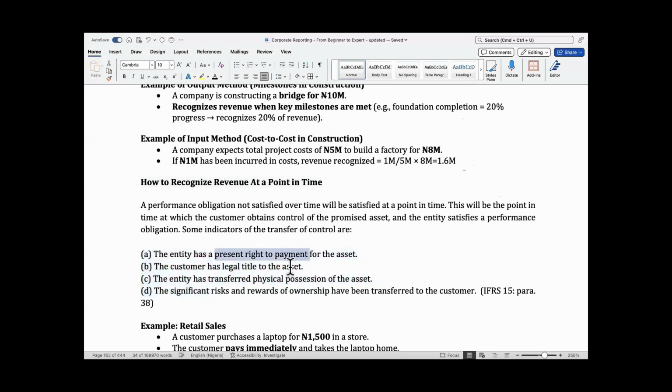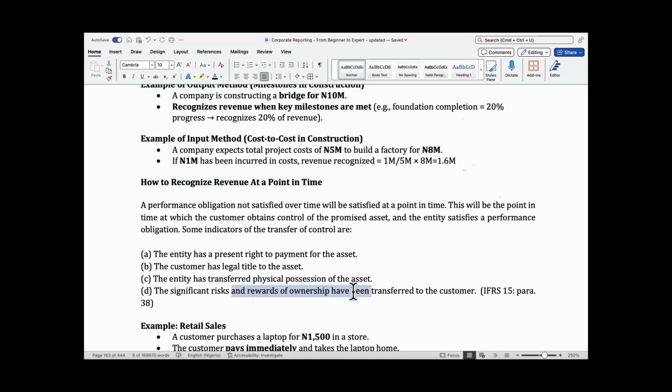Has present right to payment, legal title to the assets. You know what I mean by legal title? I mean, legally the customer is the owner of the asset. Or the seller has transferred ownership and physical possession of the asset to the customer. Or the risk and reward has been transferred to the customer. This shows that the customer has control over the goods or services.